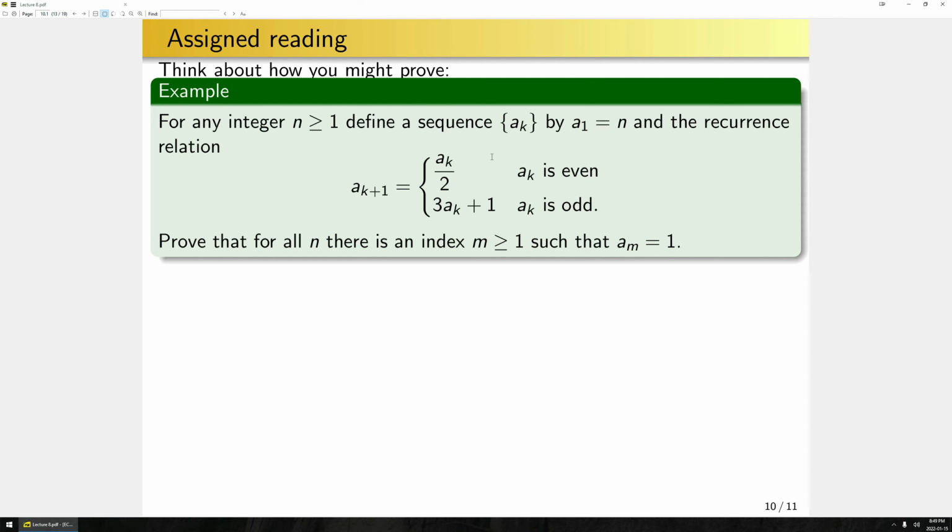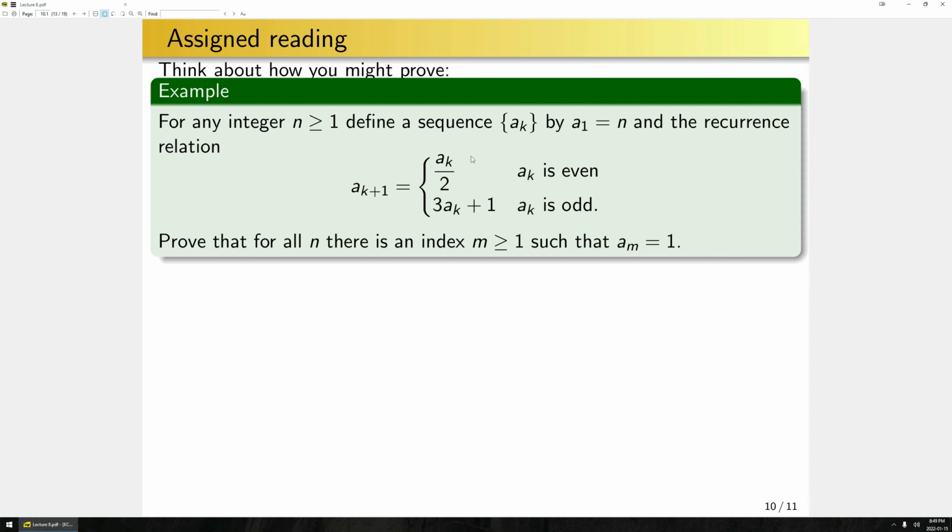So let's just see what happens. If the previous number is even, then I divide it by 2, and that's my next one. And if it's odd, I multiply it by 3 and add 1 to it. Prove that for all n, there is an index m greater than or equal to 1 such that a sub m is equal to 1. So all this is saying is, for any given starting value of n, this generates a sequence, and you are to prove that for all of these sequences, eventually you get the number 1 appearing in that sequence.